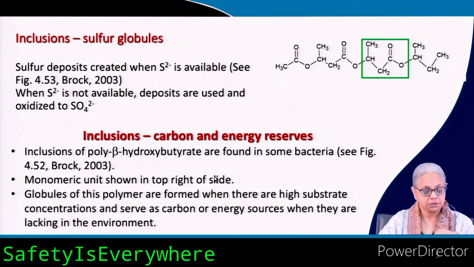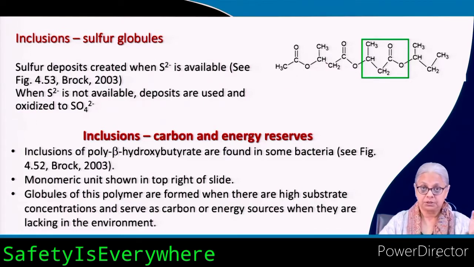You also have another compound for carbon storage. Polybeta hydroxybutyrate, which is called biodegradable plastic, is very popular these days. This is the form of biodegradable plastic. It serves as a carbon as well as energy source for certain bacteria. I've shown you the monomeric unit over here.